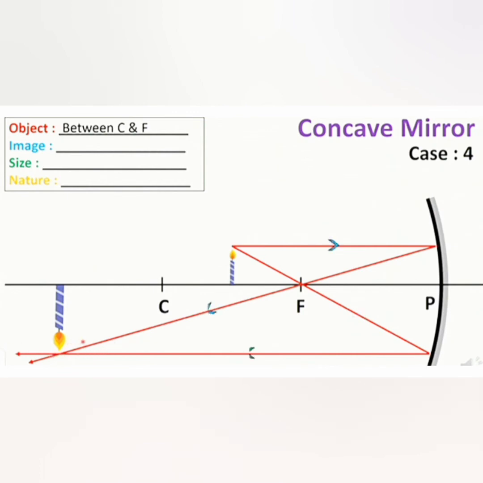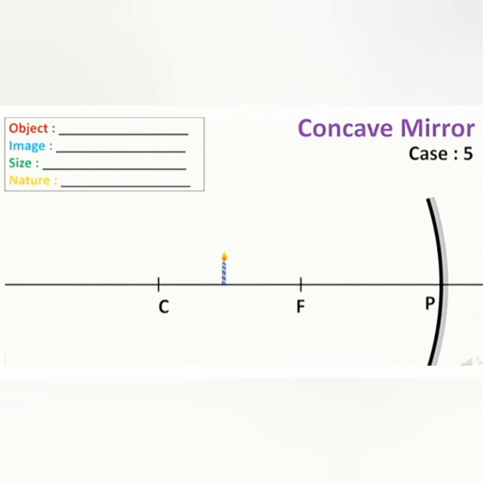The size of the image is larger than the object, that is, enlarged. The nature of the image is real and inverted. So here the image is real and inverted. Let's move on to case number 5, where the object is at the focus.